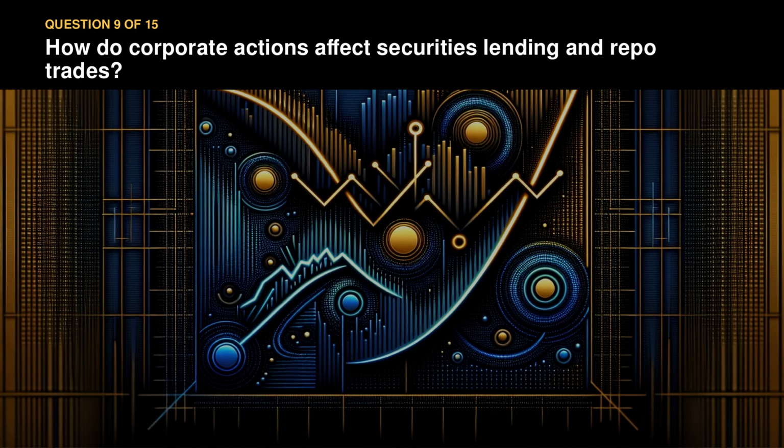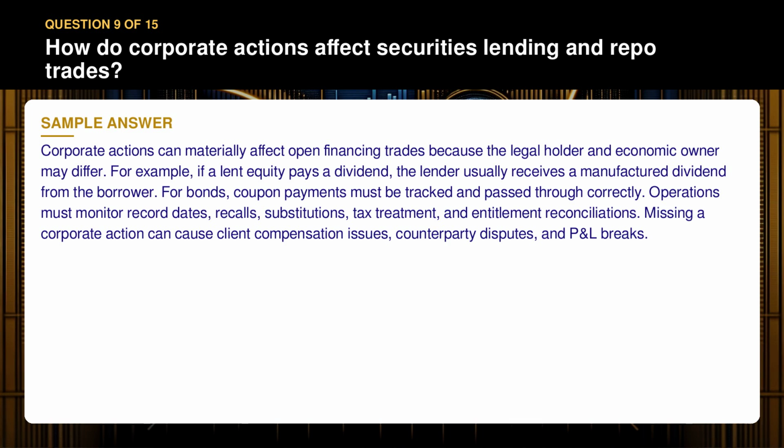Question 9. How do corporate actions affect securities lending and repo trades? Corporate actions can materially affect open financing trades because the legal holder and economic owner may differ. For example, if a lent equity pays a dividend, the lender usually receives a manufactured dividend from the borrower. For bonds, coupon payments must be tracked and passed through correctly.